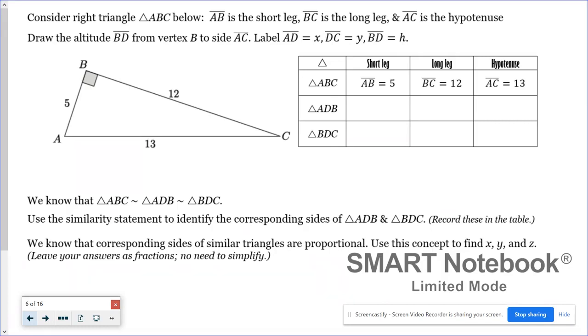So I posed this problem to you guys in class, and we filled out this table identifying the short leg, the long leg, and the hypotenuse of each of the three similar right triangles. And I challenged you to find the lengths of x, y, and h, h being the altitude, x and y being the two segments of the hypotenuse. And this is what you all came up with in class.